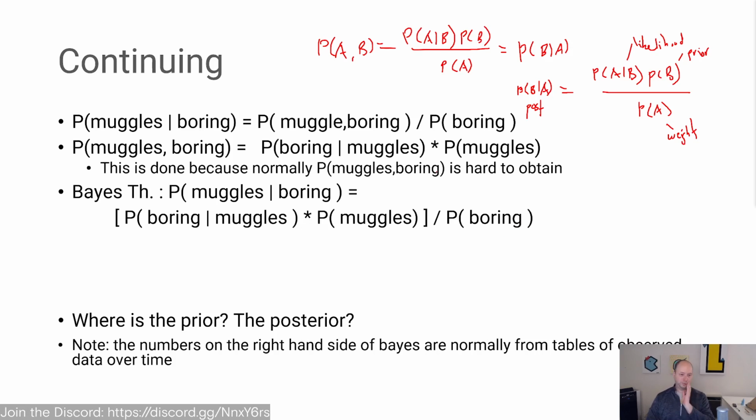Okay. So you can kind of see here that this is literally the equation, although it hasn't been written out the same way. Here we have the posterior, this is our likelihood, and this is our prior, and this is our weighting, or what's called the evidence. So we know how many people are boring, B over the population. We know how many Muggles there are, this is our prior, Muggles over the population. And now boring given that they're Muggles is something we can calculate based on this up here.